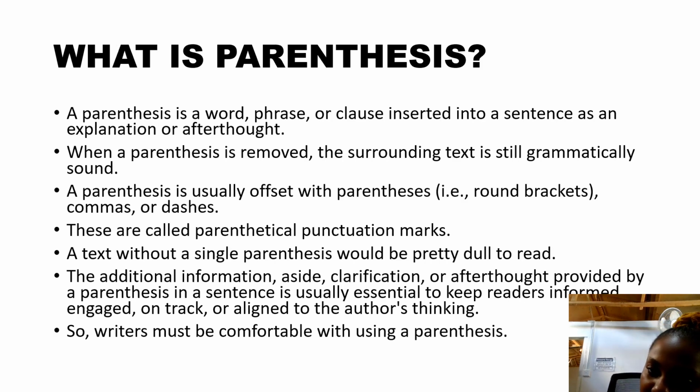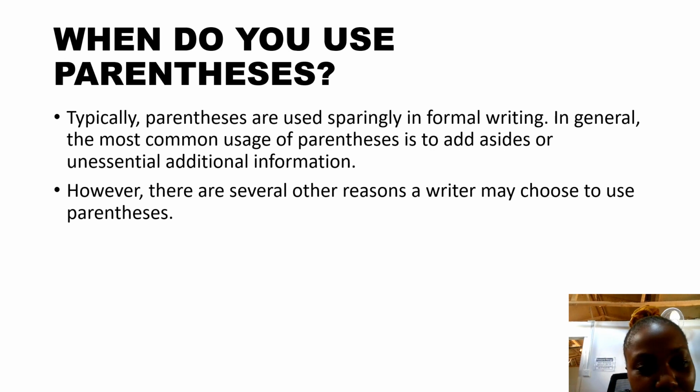Okay, so after talking about referencing, we now want to talk about parenthesis. A parenthesis is a word or a phrase or a clause inserted into a sentence as an explanation or afterthought. When a parenthesis is removed, the surrounding text is grammatically sound. But a parenthesis is usually offset with round brackets, commas, or dashes. Without wasting much of your time, let's go and show you the example of a parenthesis, right?